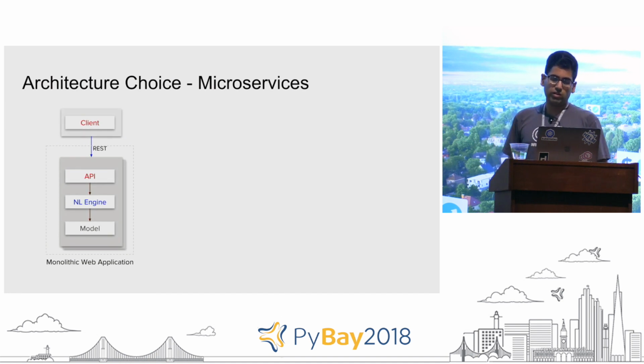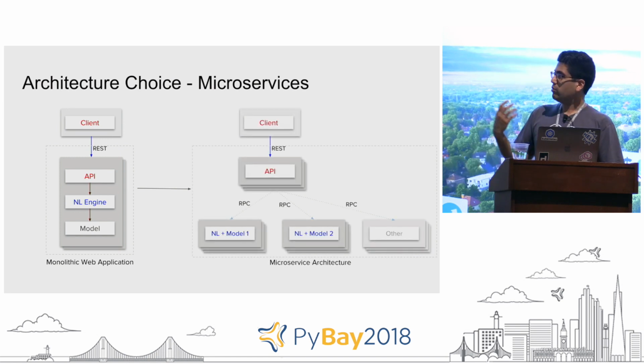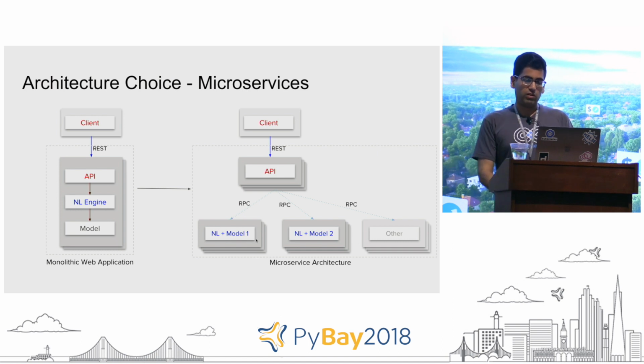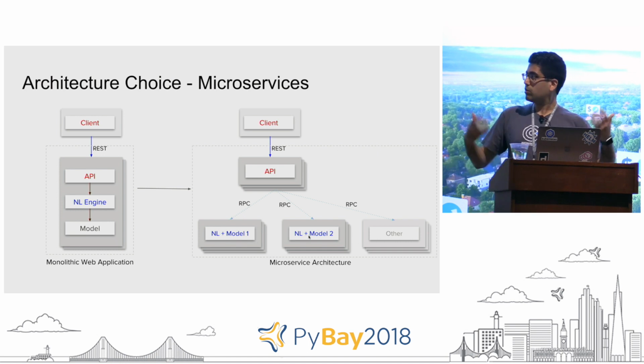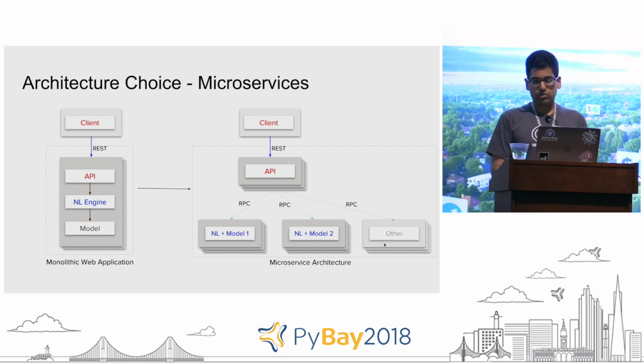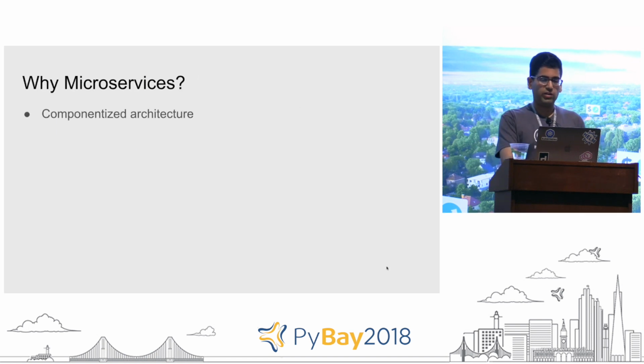So instead of your monolithic REST web application, you take your natural language engine and model and move them each to their own microservice. So you front this thing with a REST API, and using some RPC transport layer, you actually feed different microservices in this environment. In this case, we're feeding the first version of our model in this version, and then the second version of our model in another version. We can just use a test group for this, or we can even have other microservices that are behind this API.